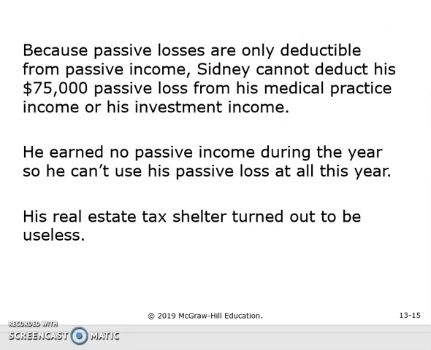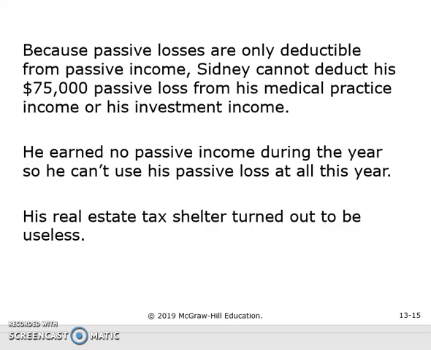So, because passive losses, which that $75,000 operating loss is, are only deductible from passive income, Sydney cannot deduct any of that $75,000 loss from his medical practice income or his investment income. He earned no passive income during the year. He only had that big loss. So he cannot use his passive loss at all this year. So his real estate tax shelter turned out to be useless.